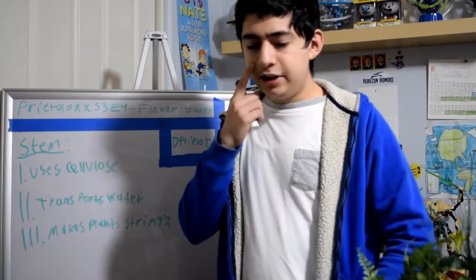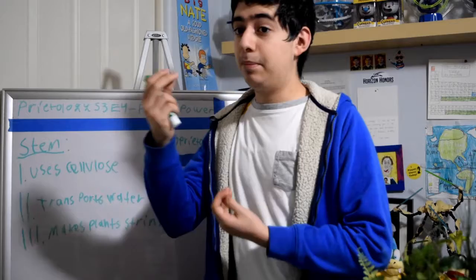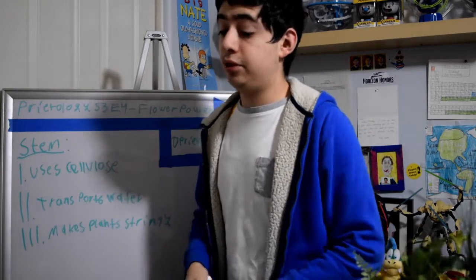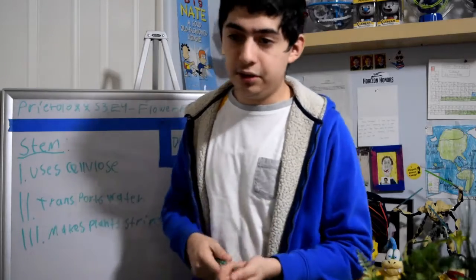So basically it transports water in the form of sap. That's why when trees start to drip this maple syrupy type, which they use to make maple syrup, that's sap, basically water transported around the tree or plant.